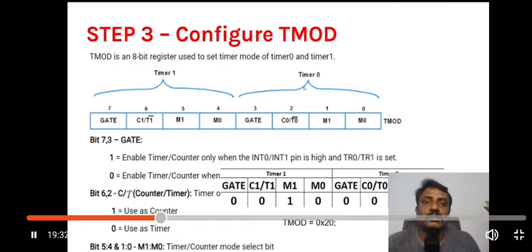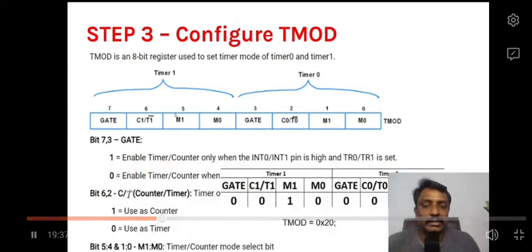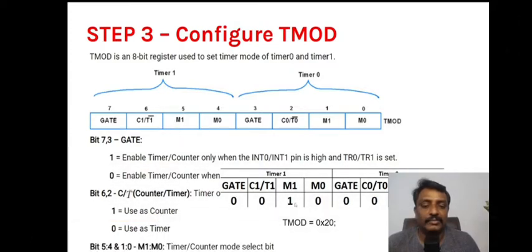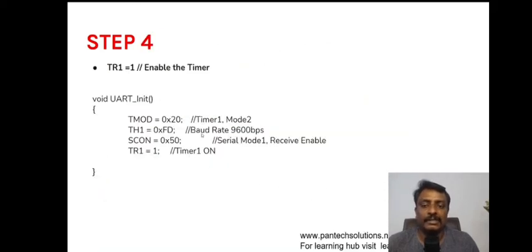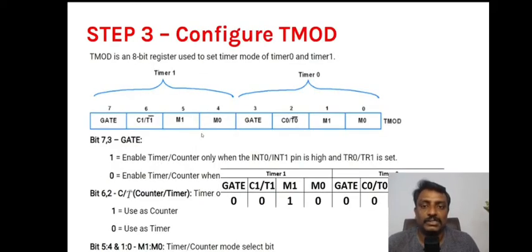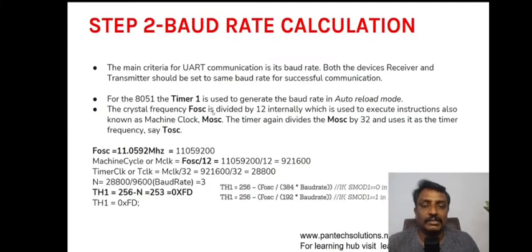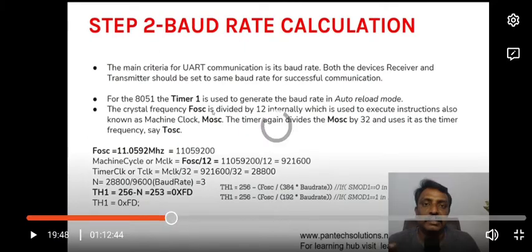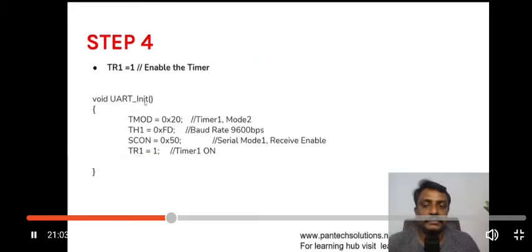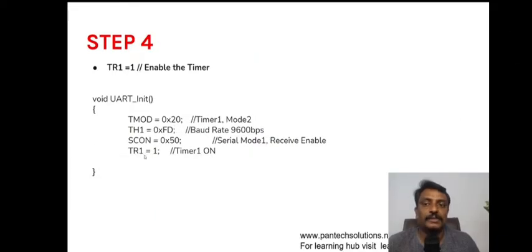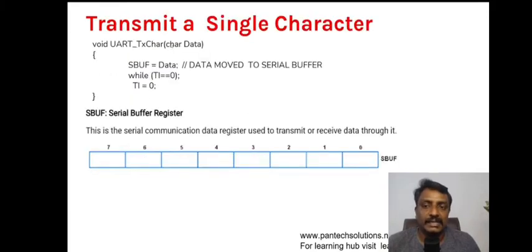Here we have to enable timer 1. To enable timer 1 in mode 2, we set the TMOD value as 0x20. Then you have to set the baud rate in the TH1 register. That is the baud rate calculation, for the init function, where I have declared those values.